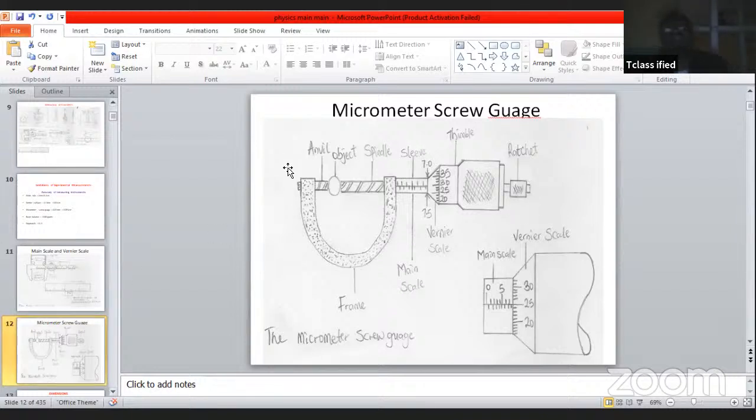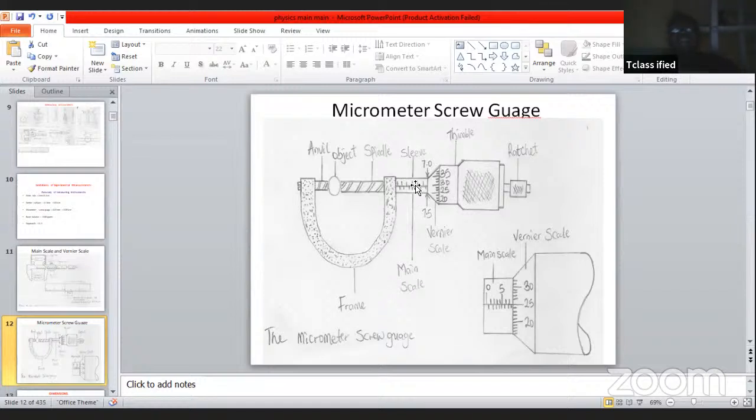Okay, so this is a typical micrometer screw gauge. In a typical micrometer screw gauge, you have your anvil; the supports here are the anvil and the spindle. So between your anvil and spindle, that's where you put the object that you want to measure. Okay, this is what we call the frame, and this is what we call the sleeve and the thimble.